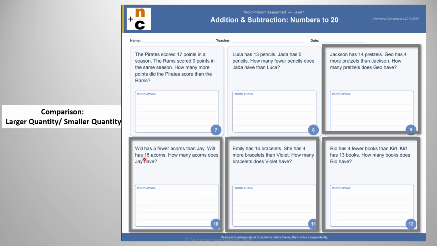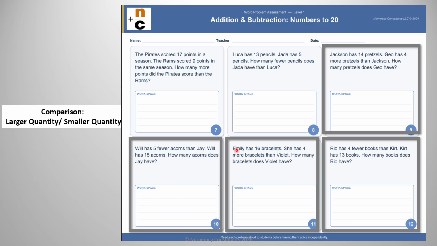Now this one's a lot different. Number 10's a lot harder. It says Will has 5 fewer acorns than Jay. Okay, so Will has 5 fewer than Jay. Will has 15 acorns. How many acorns does Jay have? So right off the bat, we know that Will has less than Jay, and they're telling us how many Will has. So if Will has 5 fewer than Jay, it means Jay has 5 more. So this is confusing to kids because the word fewer makes them think subtraction, but you actually have to break the schema down and understand what you're doing. You actually have to add.